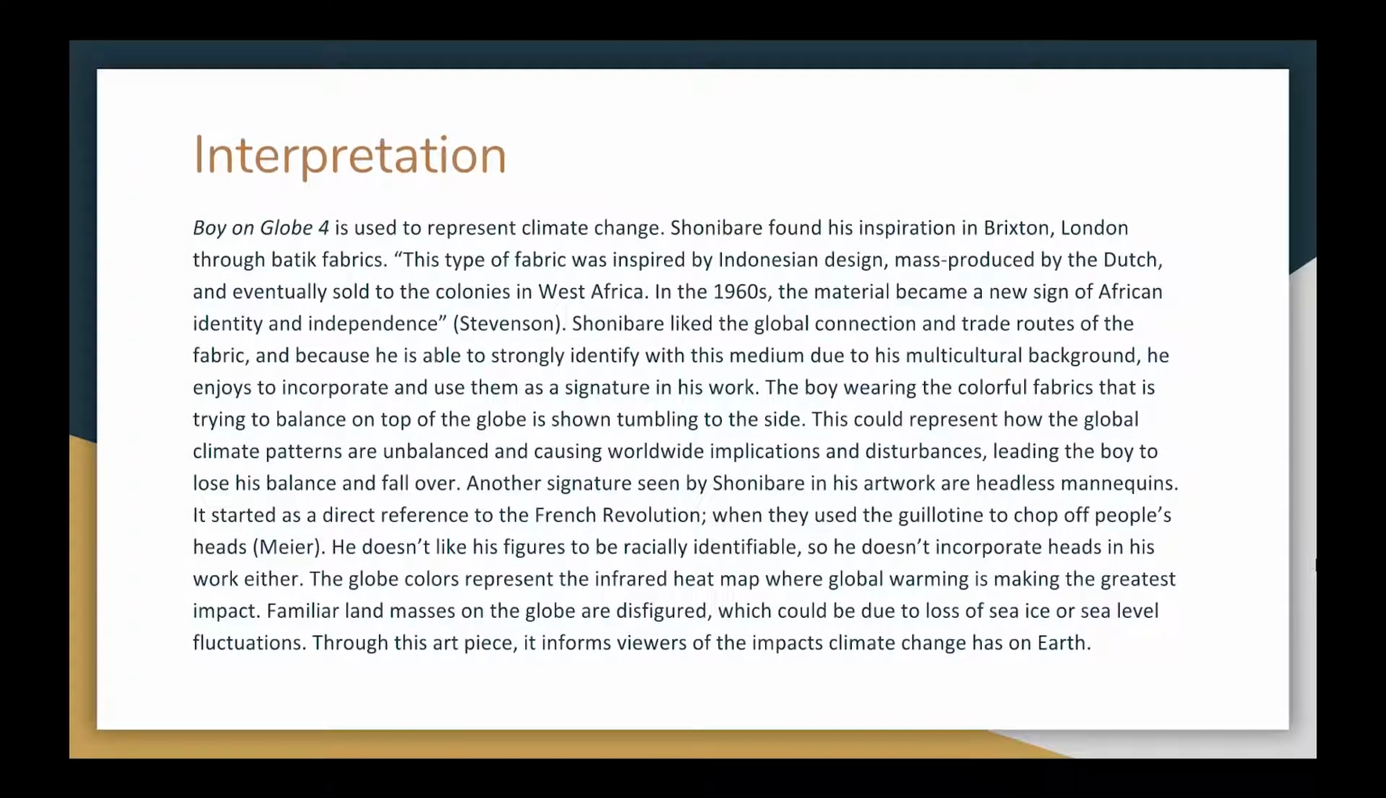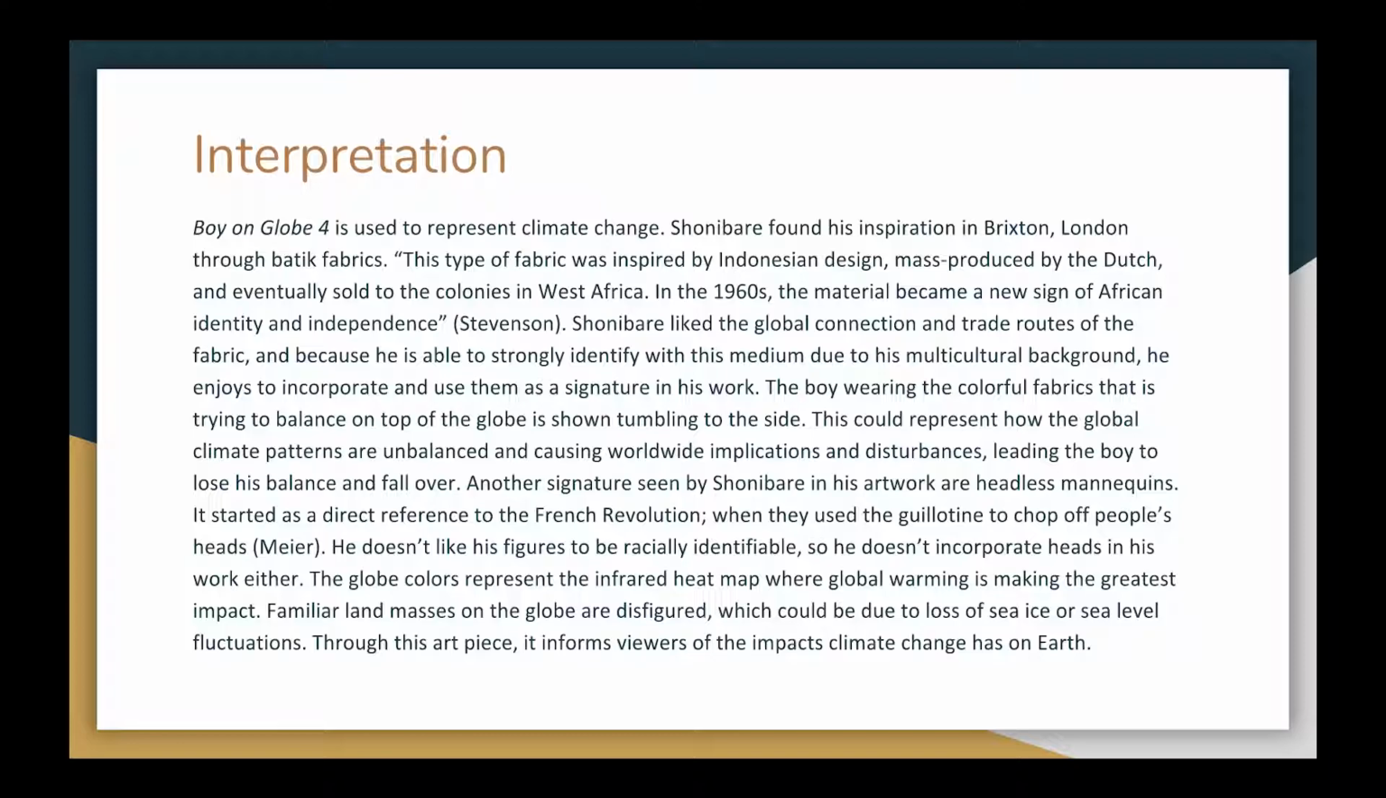Next, we're going to talk about interpretation. This involves what the artwork actually means. Boy on Globe 4 is used to represent climate change. Shonibare found his inspiration in Brixton, London through batik fabrics. This type of fabric was inspired by Indonesian design, mass-produced by the Dutch and eventually sold to colonies in West Africa. In the 1960s, the material became a new sign of African identity and independence.